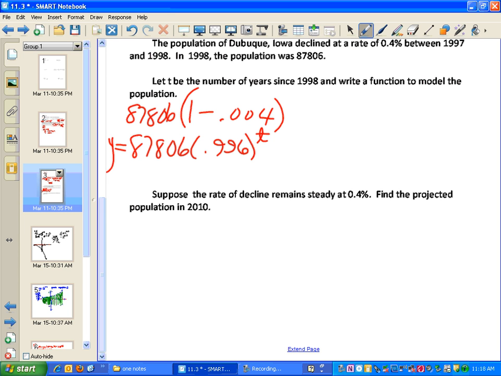No, they want 2010. No, it is 12, right? I was wondering how you got 14 out of that. Okay, so 87,806 times 0.996 to the 12. Well, the birth rate's going down. People leave, get different jobs, because it's Iowa. There you go. That's what I got. Is that what y'all got? Okay. I think that's the last one, isn't it?